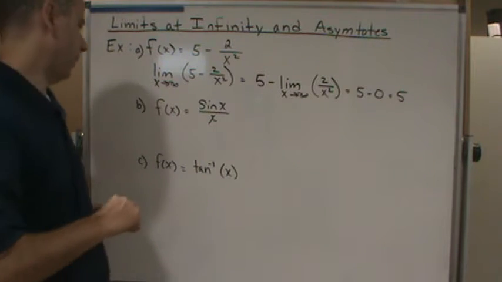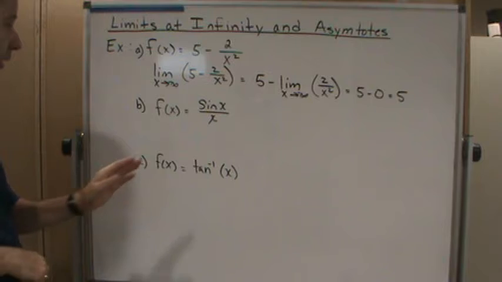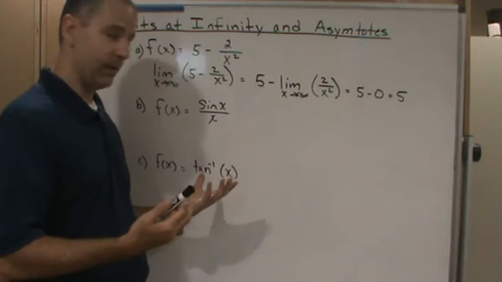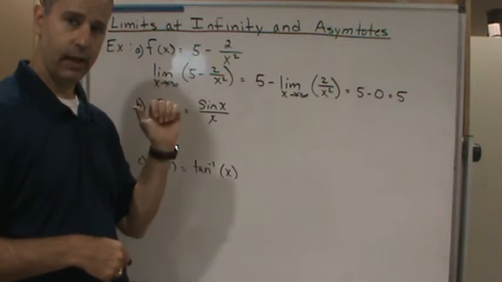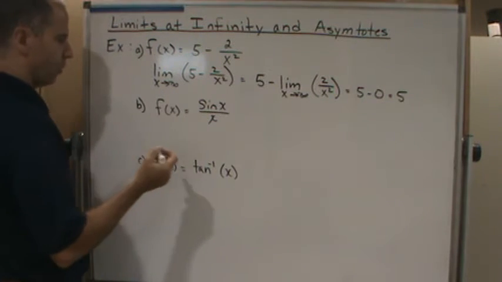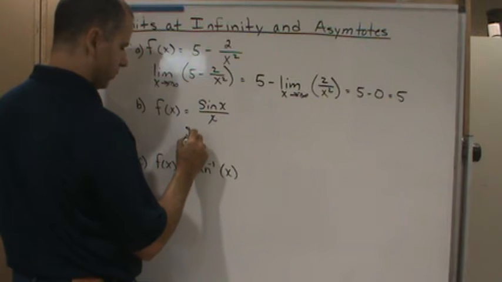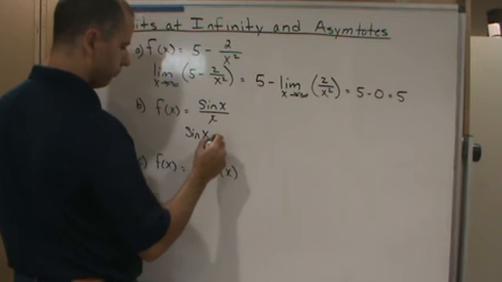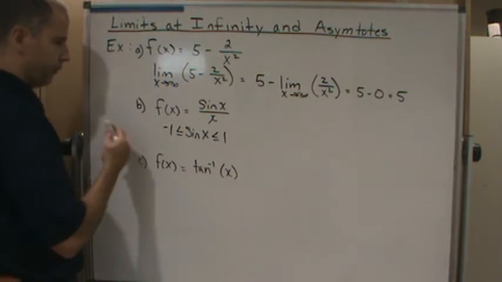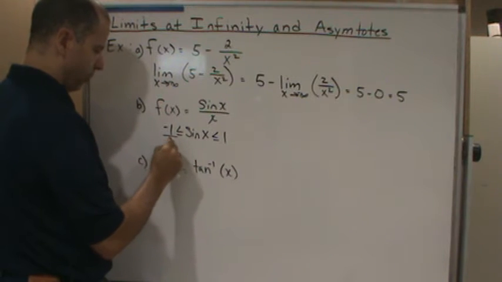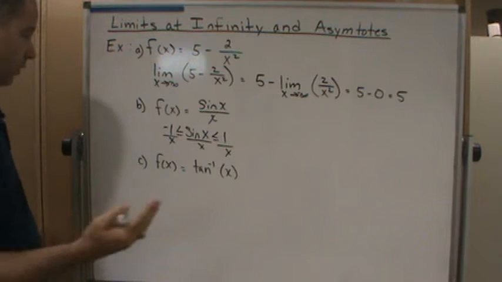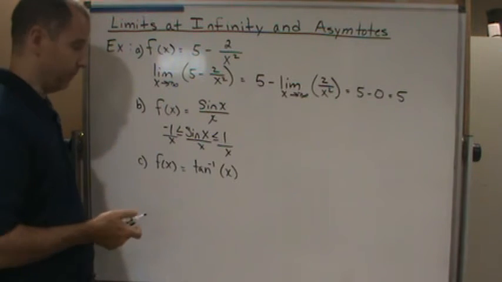Okay, so now what about this one? Sine x over x. Now we know the limit of this thing as x approaches 0 is 1. But what is the limit of this thing as x goes to positive infinity and negative infinity? Let's start with sine x. We know sine x is less than or equal to 1, greater than or equal to negative 1. And then if we divide everything by x like we did before, we get this. Now we can use the limit laws and the squeeze theorem.